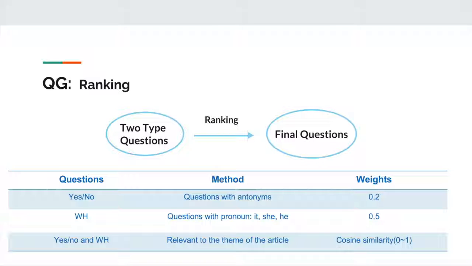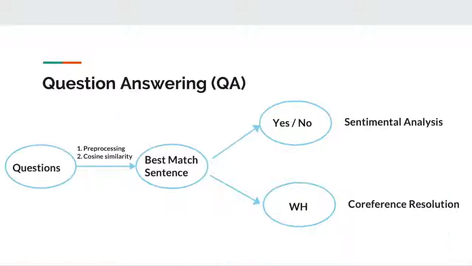For yes or no questions, we give bonus to the questions where some words are replaced with antonyms. This is because we change the polarity of the sentence. It's hard to answer if the answering system doesn't have sentiment analysis. As for WH questions, we give more bonus to the sentences with pronouns. It is obvious that the answering system needs to find what the pronouns represent and analyze the relationship between sentences.